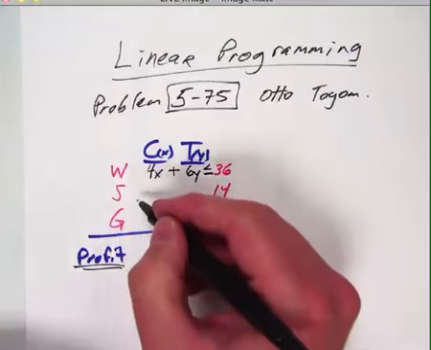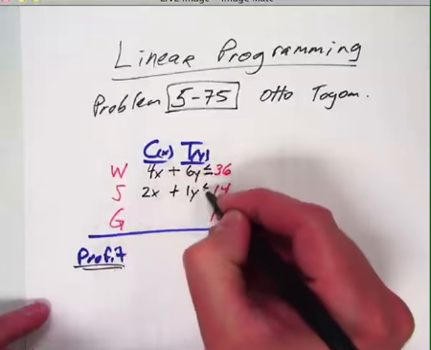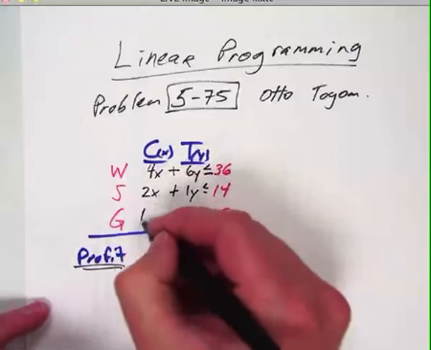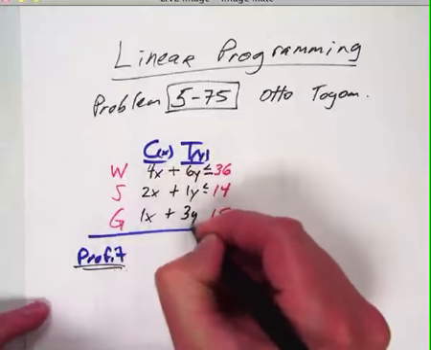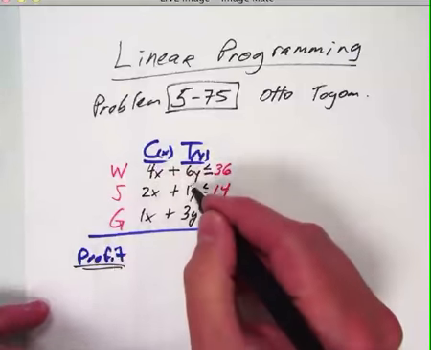Okay, then the number of seats he's got is 2 per car and 1 per truck. Has to be less than or equal to 14. And 1 gas tank and 3 gas tanks have to be less than or equal to 15. Then what you need to be able to do is know how to graph that.